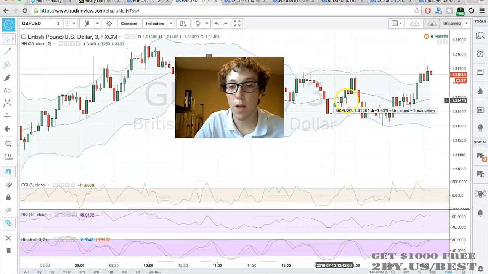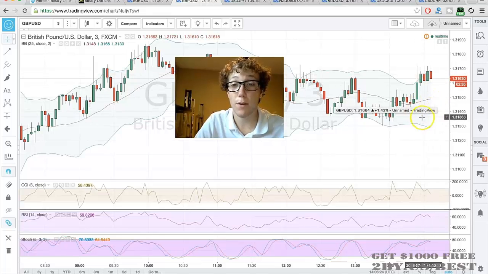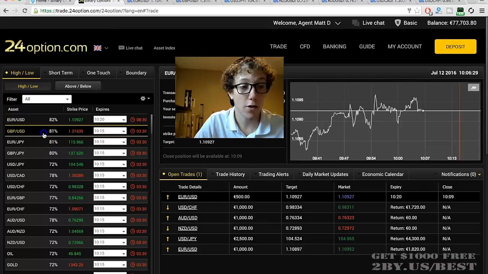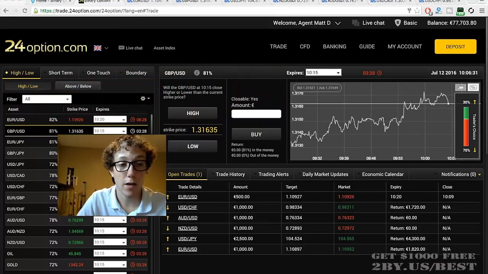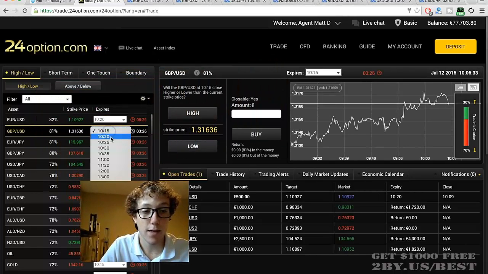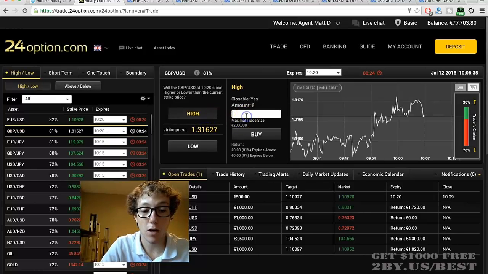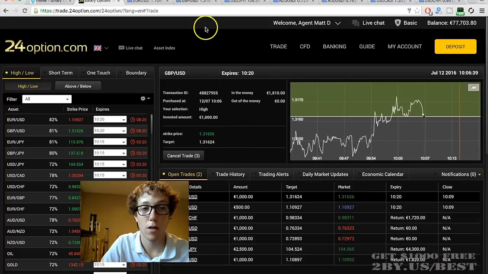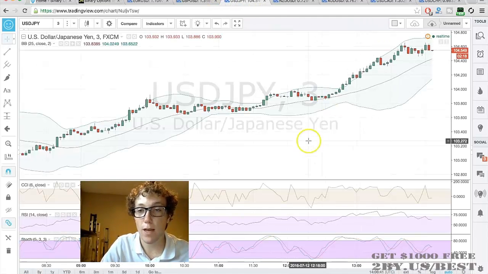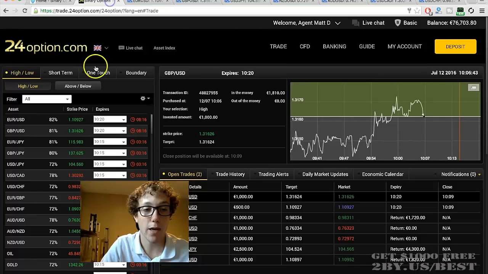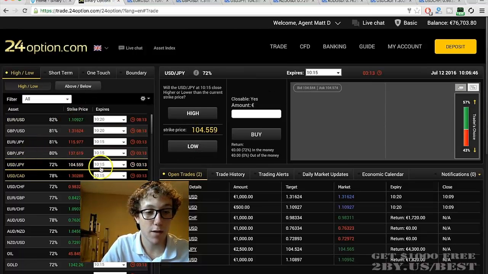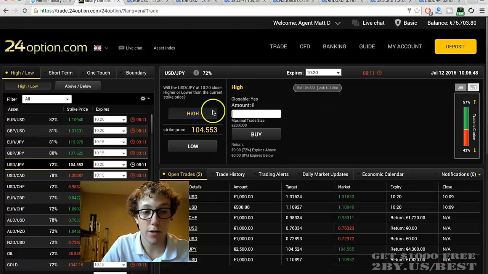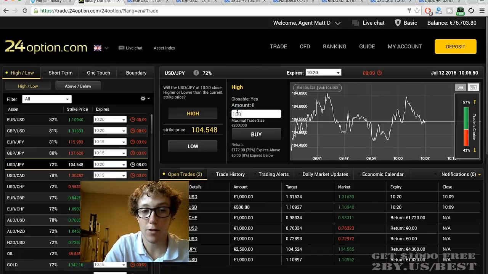The Great British Pound did develop a trend, as you can see here, nice steady uptrend. So we're going to make another trade on the Great British Pound US dollar for that 10:20 time. And to call $1,000. Perfect. Now the USD JPY, beautiful uptrend still going. We're not going to risk as much money this time around, but it's still a very good trade, so another $1,000 trade there.